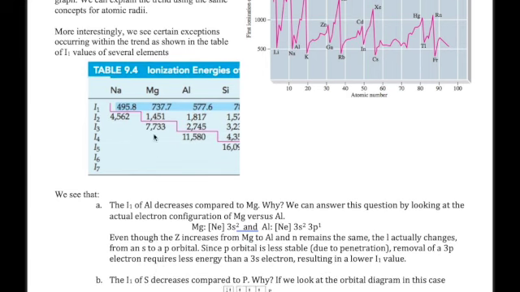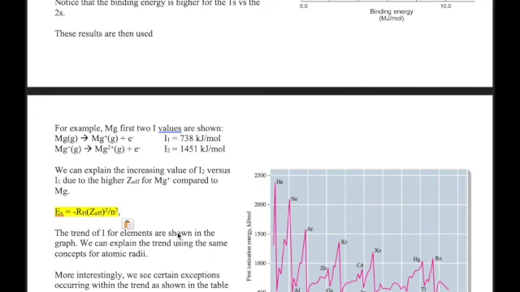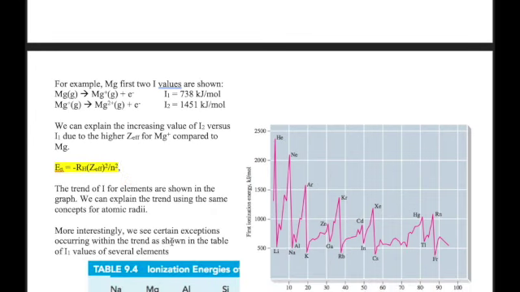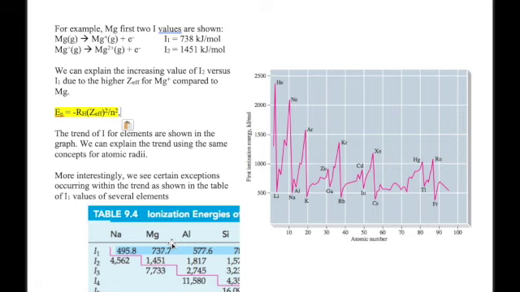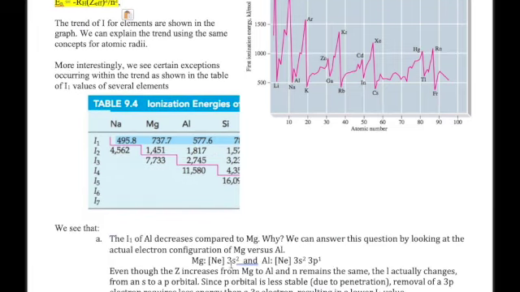The way you answer these types of exceptions is always to look at the details of the electron configuration, because to explain the trend is to look at the Z effective and then the principal quantum number. So if we have an exception, that must have meant that there's something more small scale going on that we need to look at, and the only way to find that out is by looking at the electron configuration of the two elements themselves.